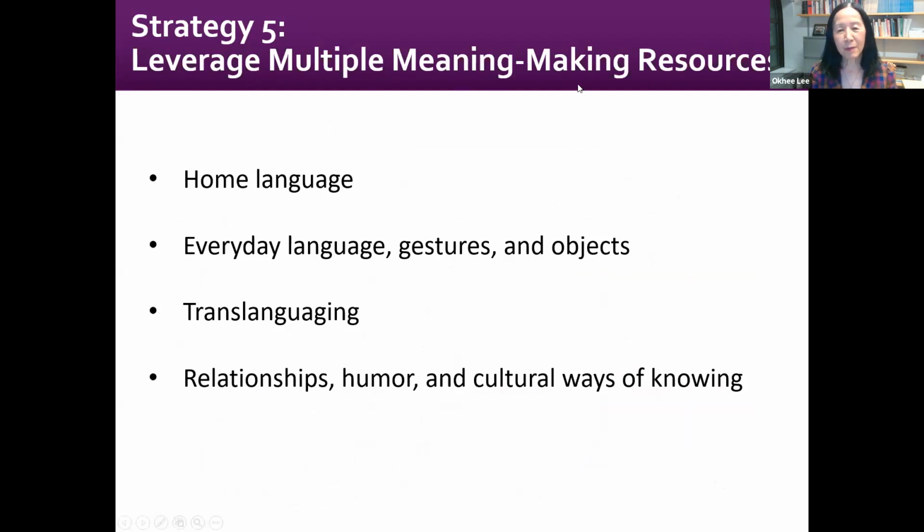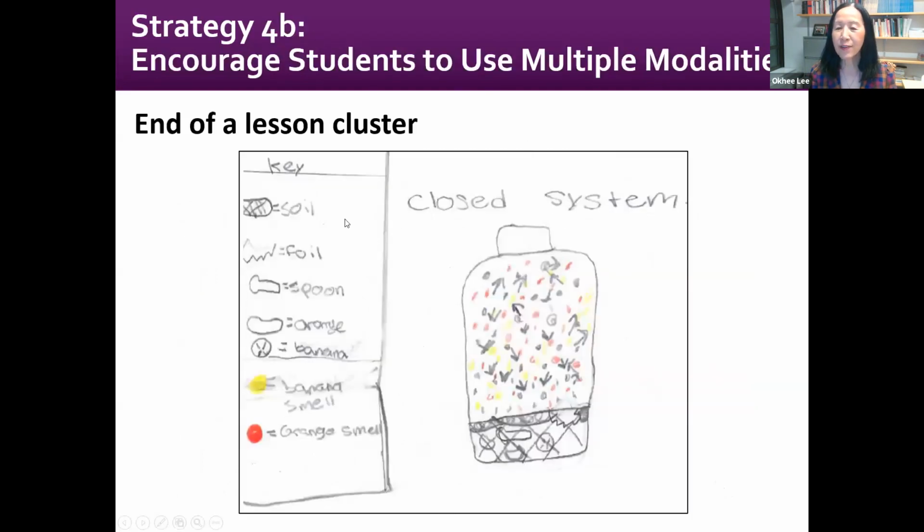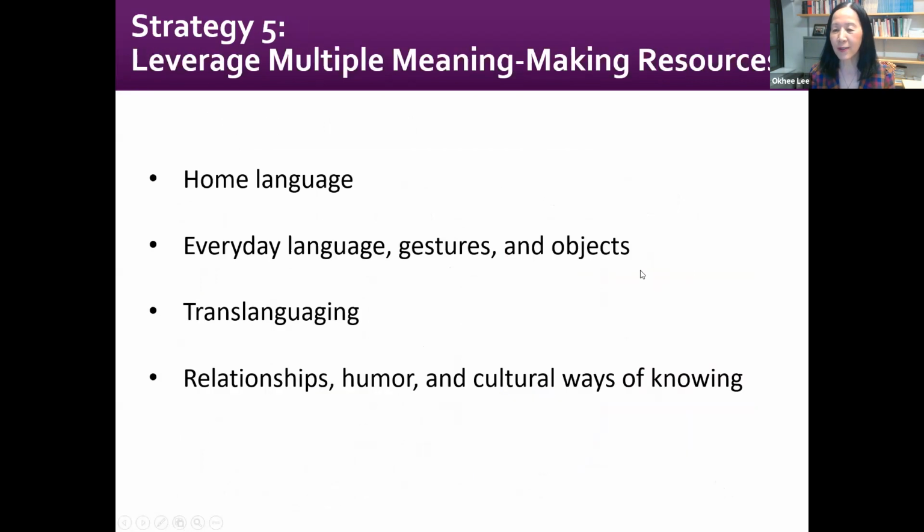So here are multiple meaning-making resources. Once the students have an understanding, then you can reach out, use home language, use everyday language, use gestures, even use objects. You can do translanguaging, going back and forth. You can even use humor. When I talk to you, I try to use some humor, not to make it too boring. And there are cultural ways of knowing. I use all means of communication to make my communication reach you as effectively as possible.